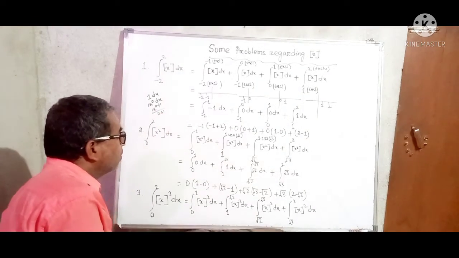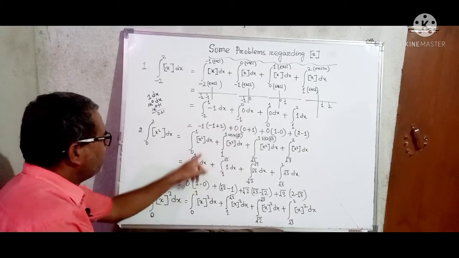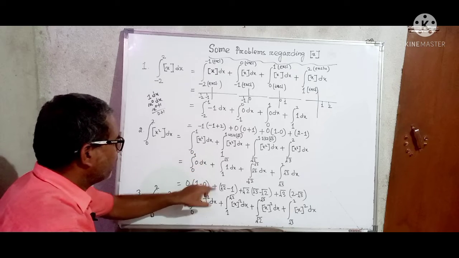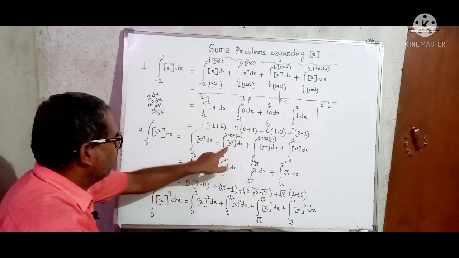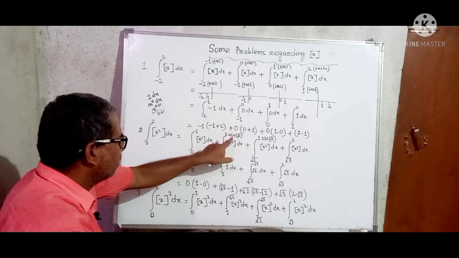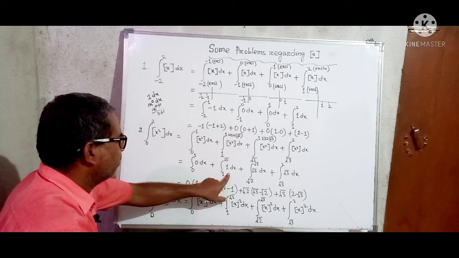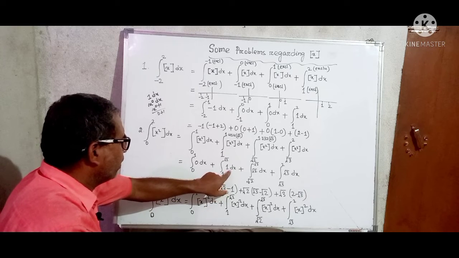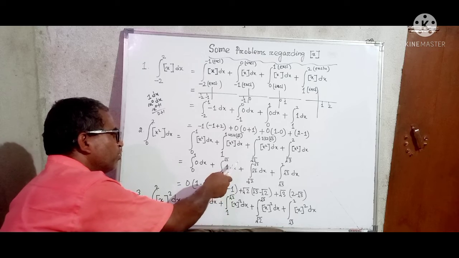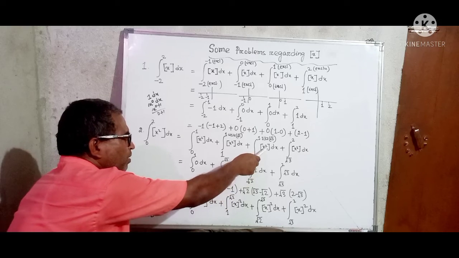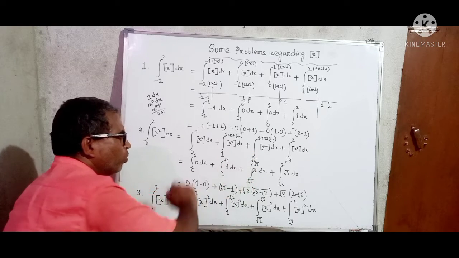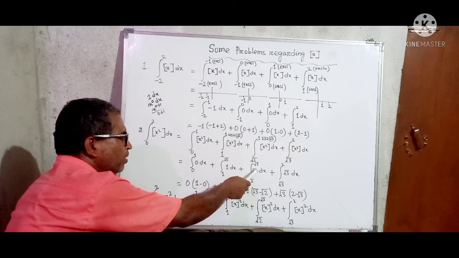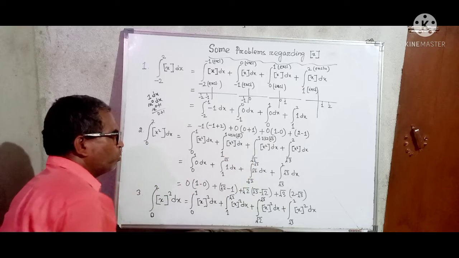Understand? So you see 0 to 1, the value is 0, and here the value will be 1. Here you see, then its value will be root 2, the value will be root 2.